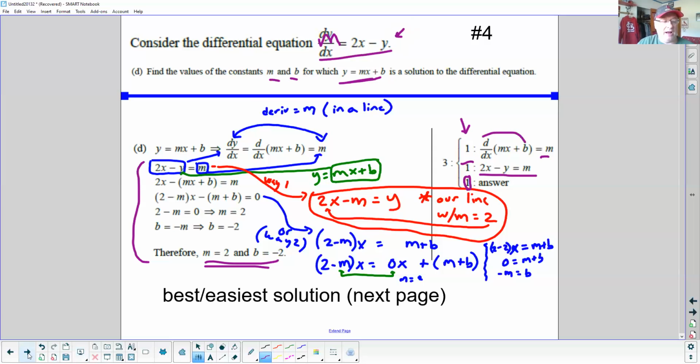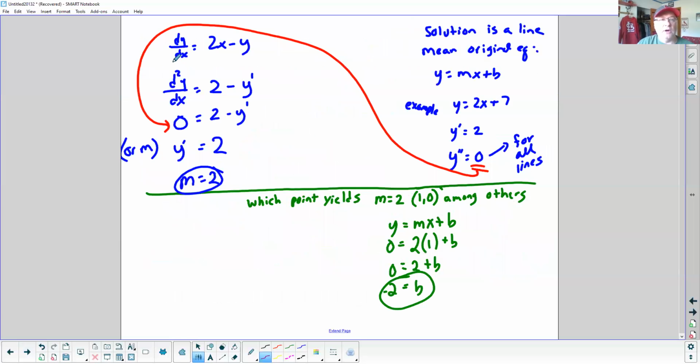So to wrap my head around this, this is the way I went. If your dy/dx equals this, if a solution is a line, that means the original equation is a line. Therefore, y equals, as an example, 2x plus 7 is an example of a line. Well, if this example is the original problem, what's the first derivative? The first derivative is going to be the number in front of the x, the slope of the tangent line, 2. What about the second derivative? Well, the second derivative of any line is always going to be 0.